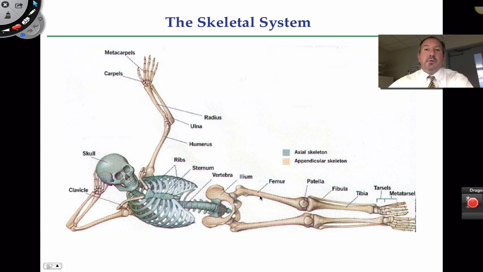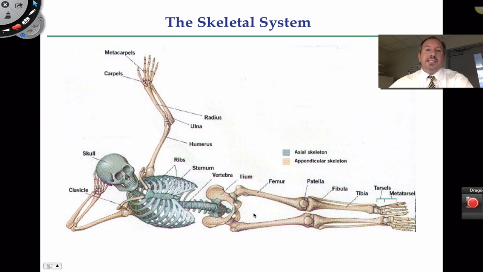We have our femur, which is the longest bone of the body. Our kneecap, which is the patella. And then in our shin, we have our fibula and tibia. The tibia is a stronger, thicker bone. And then again, in the ankle, we have tarsals, metatarsals, and then phalanges. And of course, the skull.